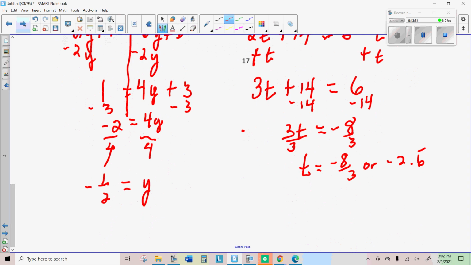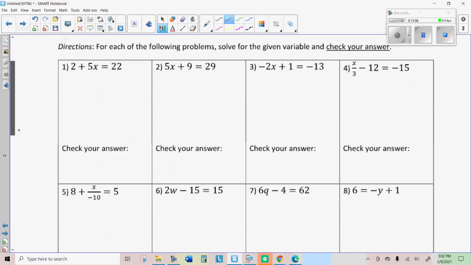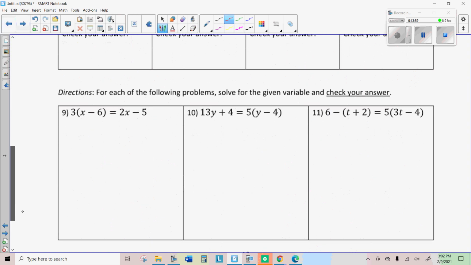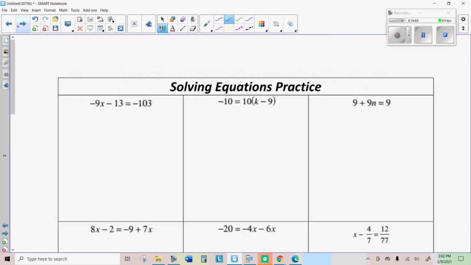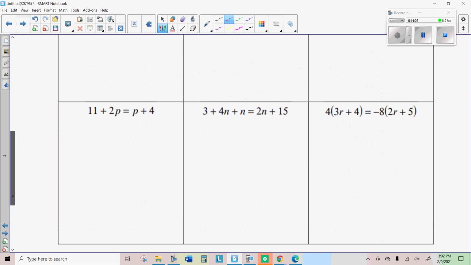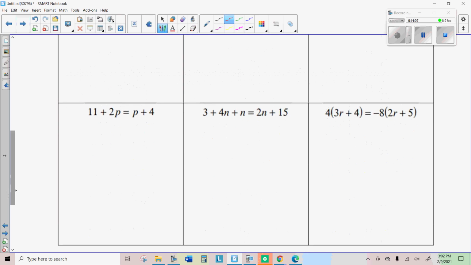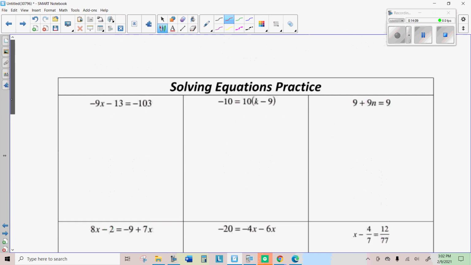All right, so I think that's all I'm going to go over now, and you guys are going to start here at the bottom of page 18 and do page 18 and 19, okay? And use the balancing method as much as you need to get the answers.